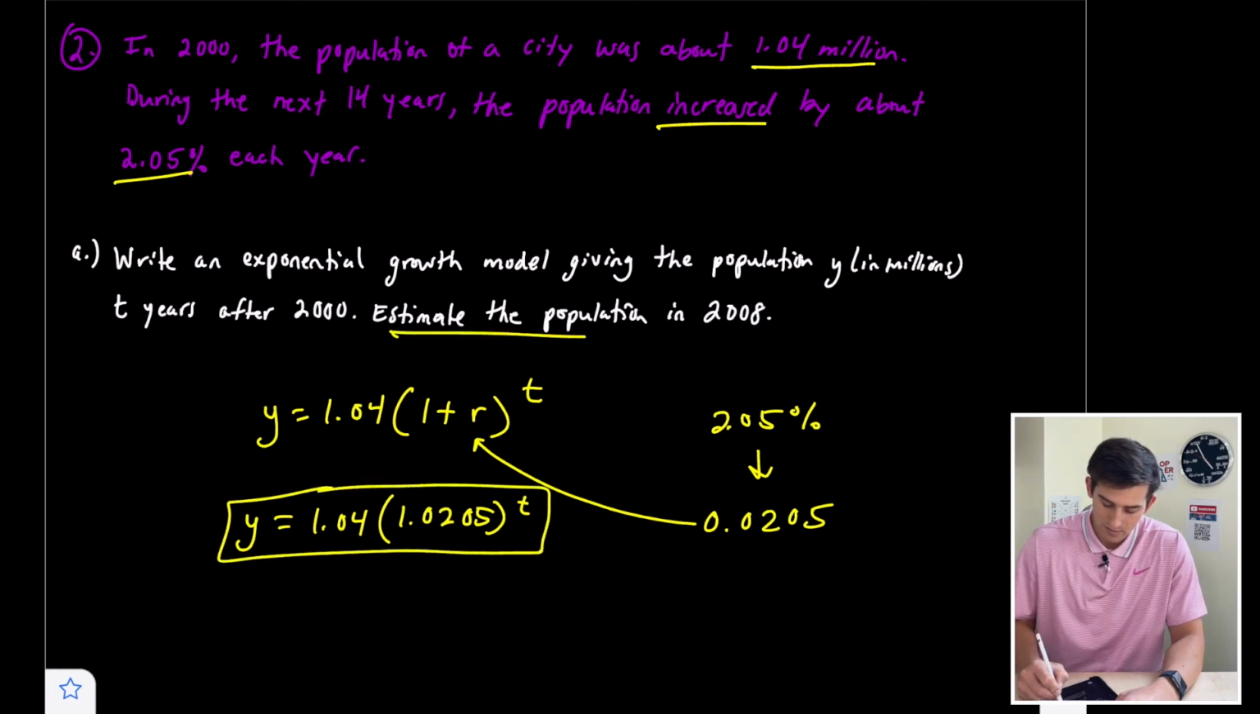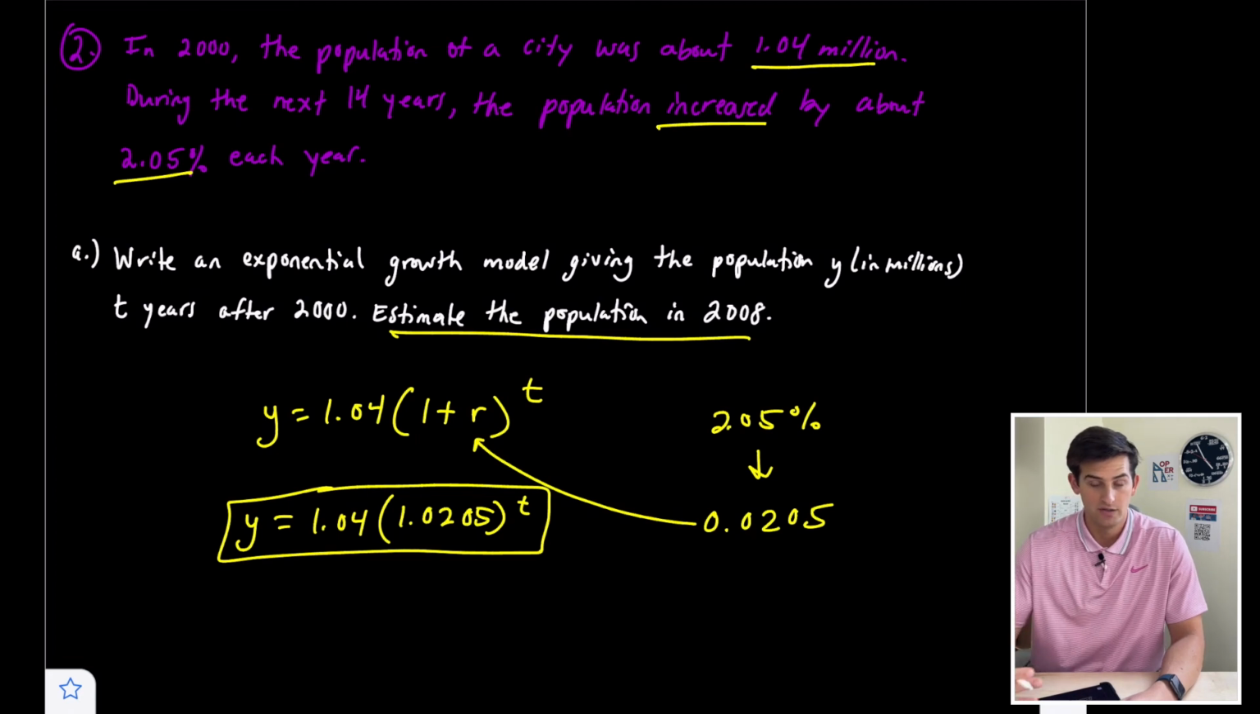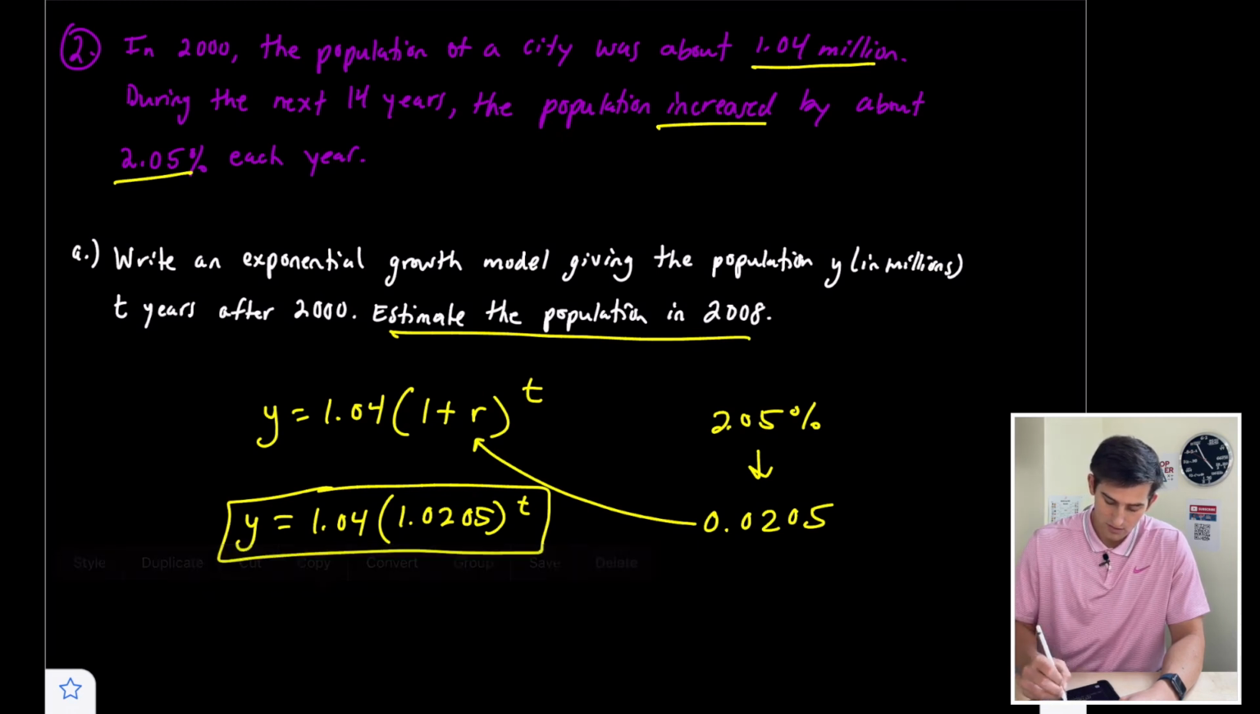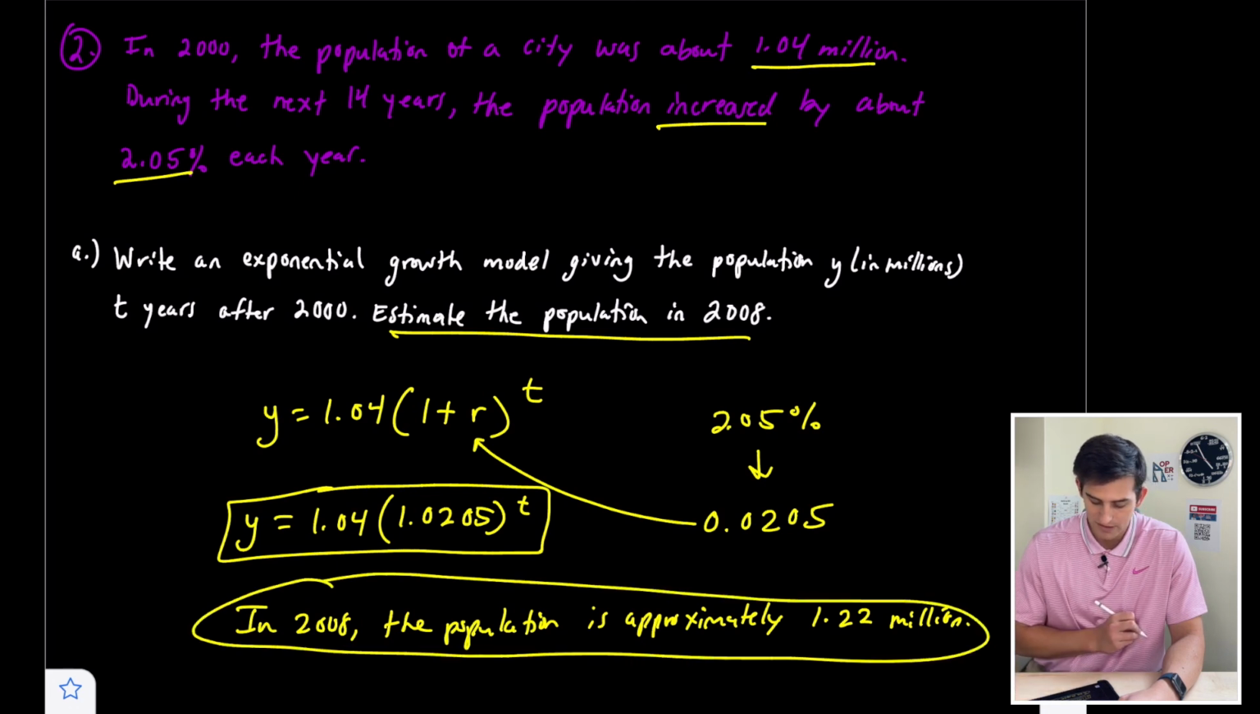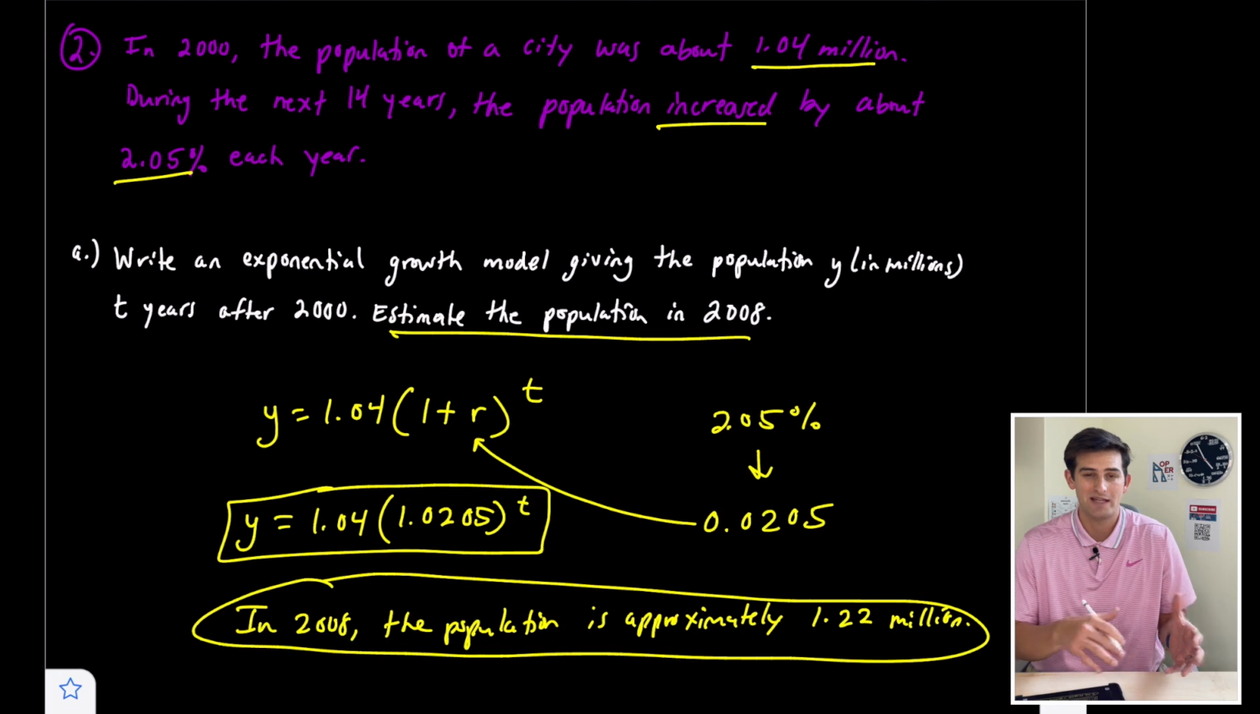Now to estimate the population in 2008, that would be 8 years after, so t would be 8. We could just type this equation in our calculator, plug in 8 for t, hit enter, and it's going to give us that in 2008 the population is approximately 1.22 million. Okay, so those would be our two answers for example number 2, and that is how you can write some exponential growth and decay models.